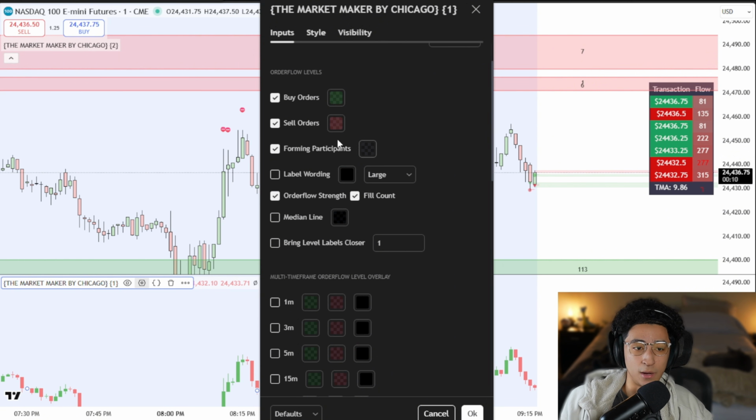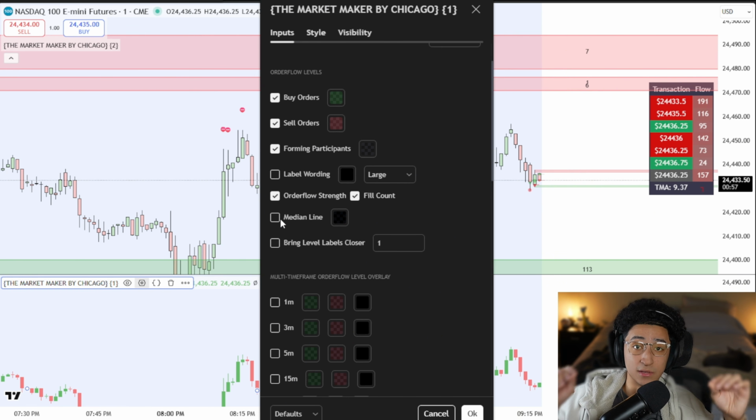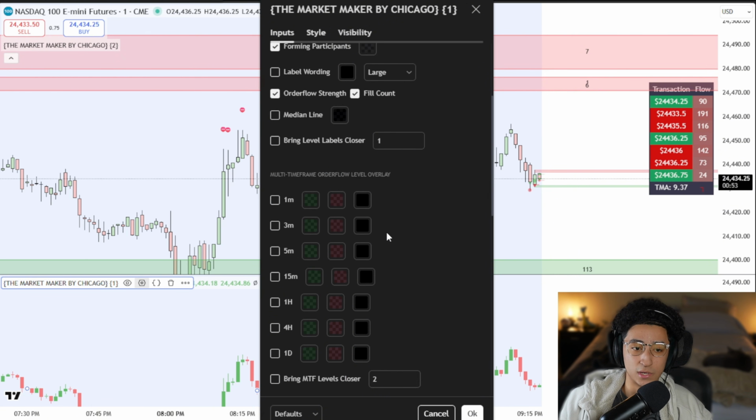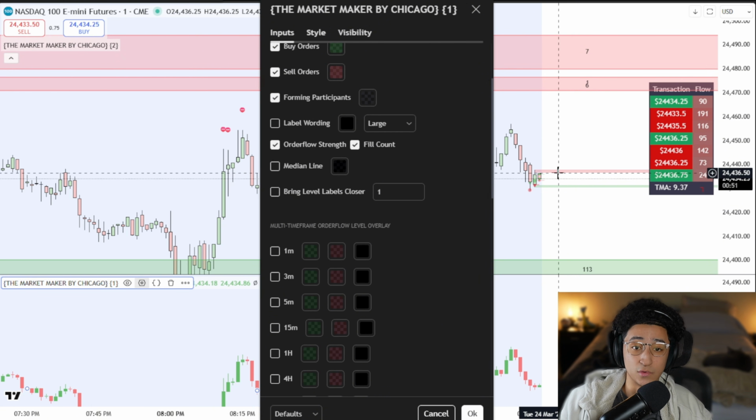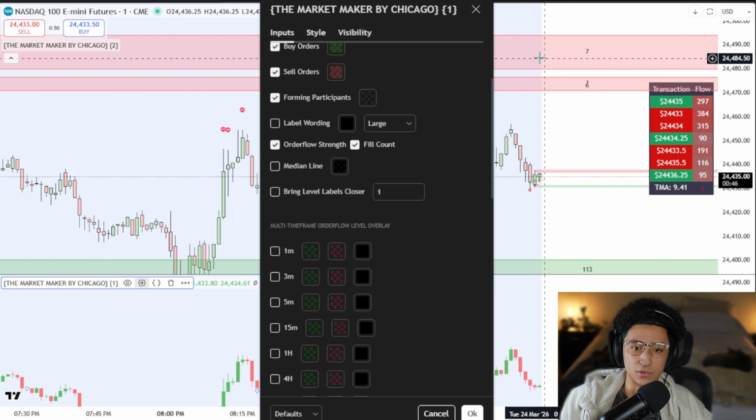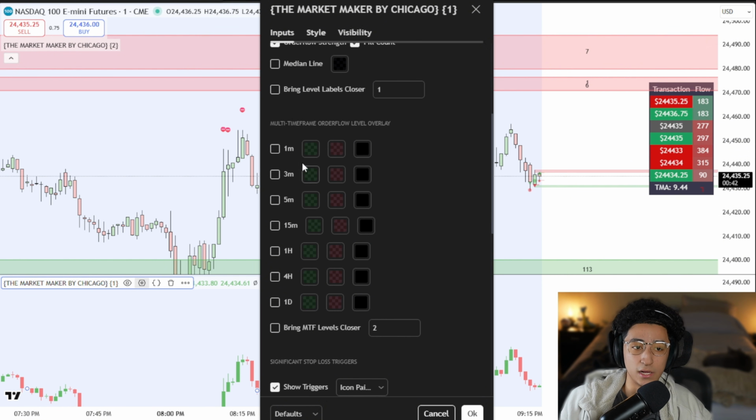Okay. You're able to see and customize what you want. If you forget what these numbers mean, then you want to turn on label wording. Okay. Order flow strength, that's the bigger number. Fill count, that's the smaller number, what we talked about. The median, if you want to see the median or midpoint of an area where buyers or sellers are active, then you can turn that on as well. Bringing level labels closer: if you want a more zoomed in look, which is how I do it, and you want these labels to move a little closer to price so you don't have to zoom out, then go ahead and do that.